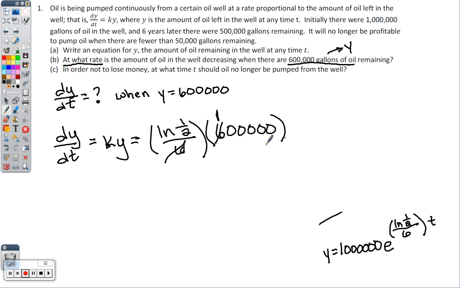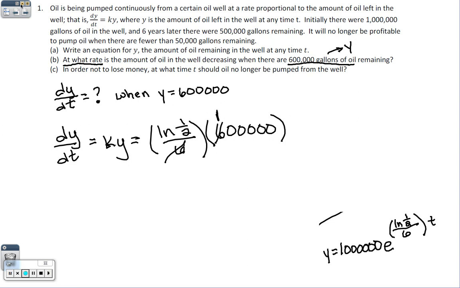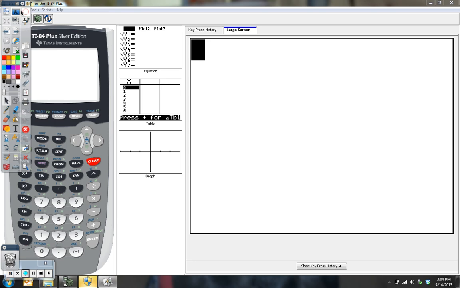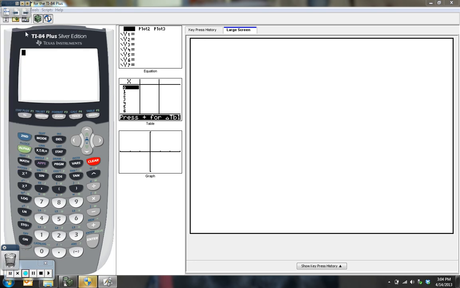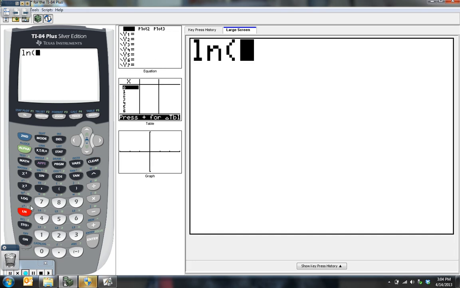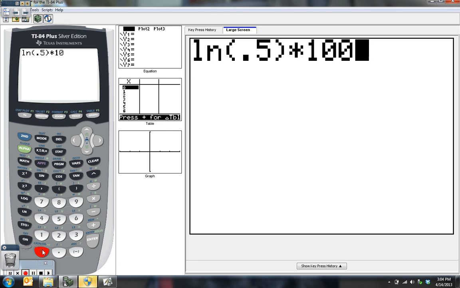And at this point, it's a calculator problem, right? This is k, this is y. Thankfully, I have a handy-dandy calculator for this sort of thing. Let's see. So we're going to have the natural log of 1/2, or 0.5, times 100,000. To be very careful, okay, so 100,000, and we hit enter.